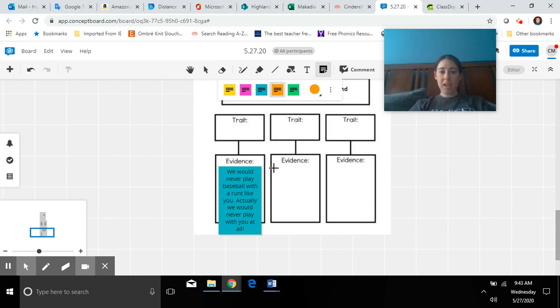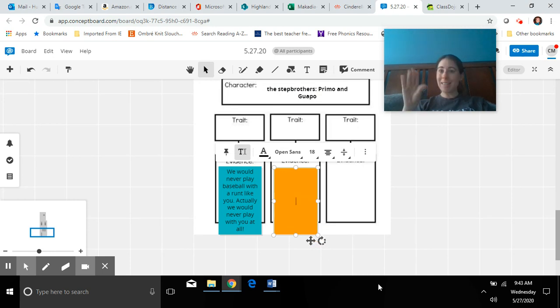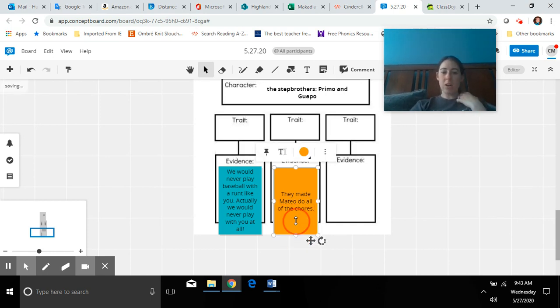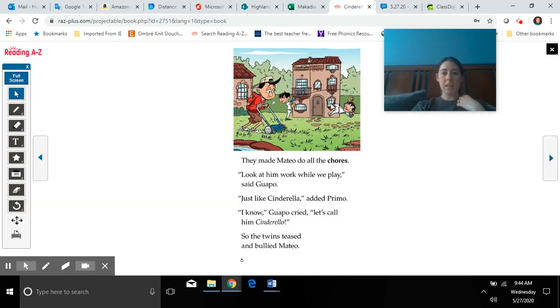I'm going to change my color. And I'm going to write, this is something they don't say, but it's something they do. They made Mateo do all of the chores. Okay, they're making him do all of the work at home. Okay, we have some good evidence. Let's see if we find anything else.